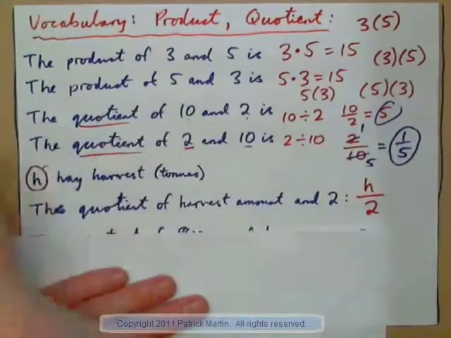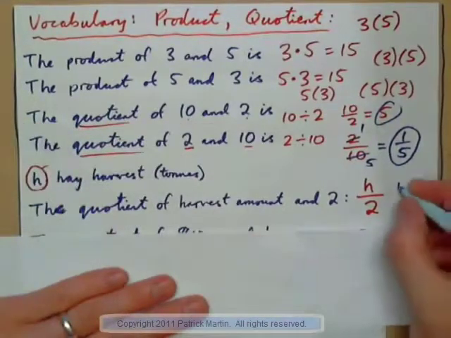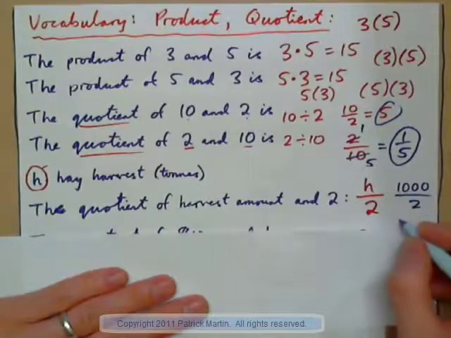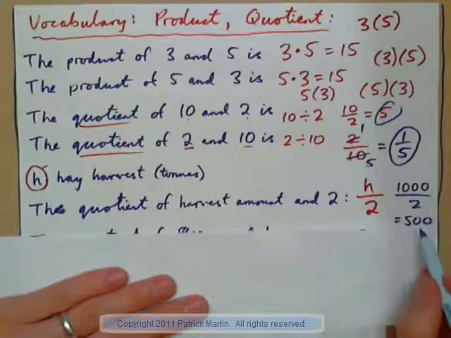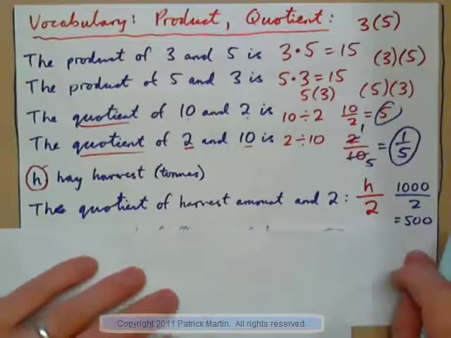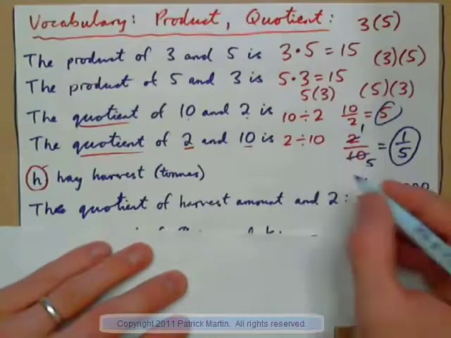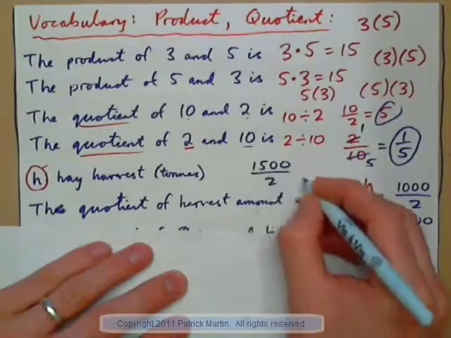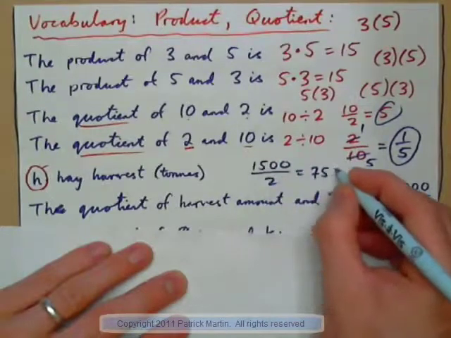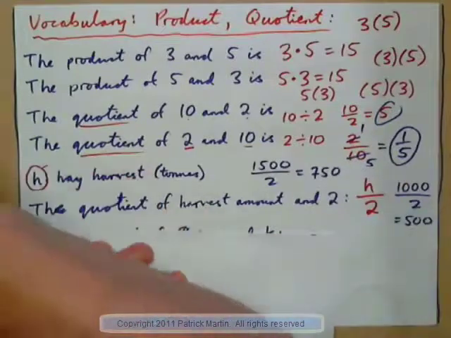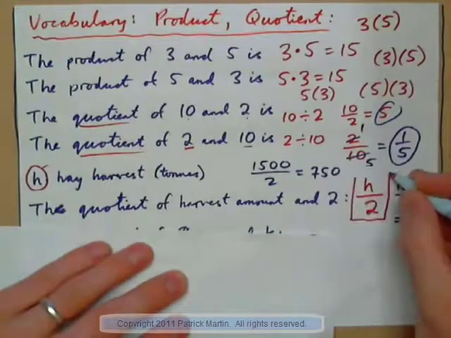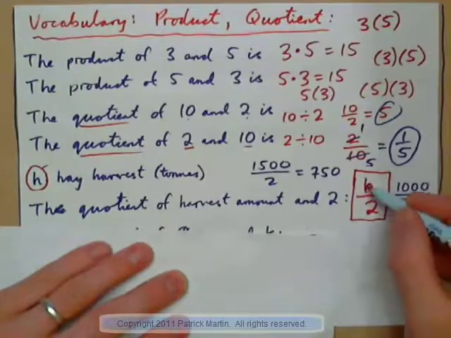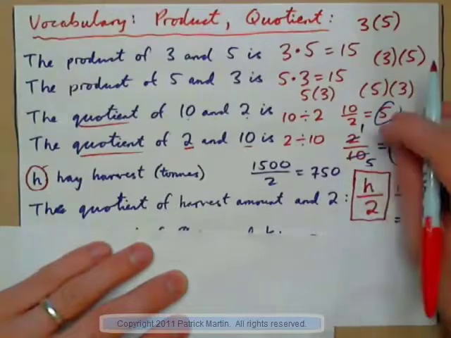So if the hay harvest was 1,000 tons, the quotient of the hay harvest and 2 would be 1,000 over 2, 500 tons, and that's what his rent would be. Or he might make 1,500 tons of hay that year. The quotient of that and 2 would be 750. But in any case, whatever it is, it's h over 2, the harvest divided by 2, where h is a variable. It's a letter that represents a number that changes.